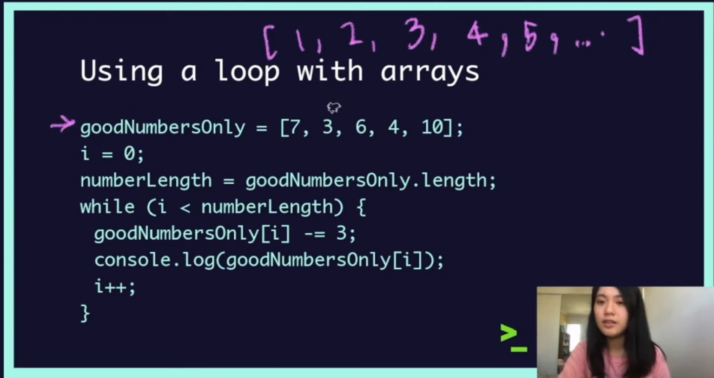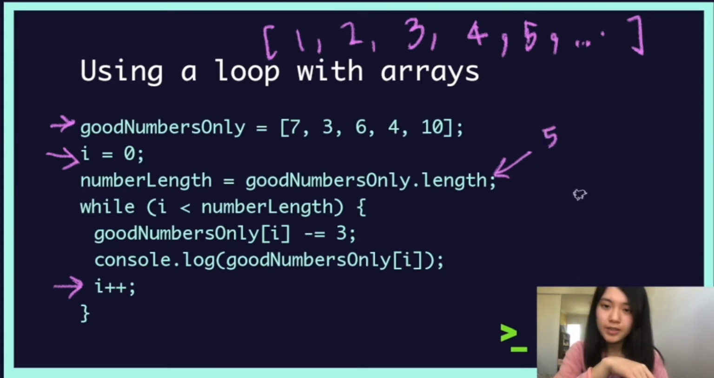So in my example, I have an array called goodNumbersOnly, and we're going to set a counter, i equals 0, and we're also going to have a variable that stores the length of the array. So in goodNumbersOnly's case, we have 5.